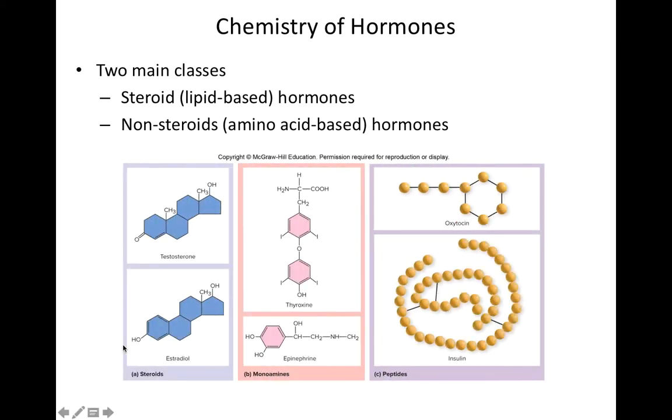So here we see steroid. Remember that all steroids have this four-ring structure. So you can see here there are some pretty minor differences between testosterone and estrogen, and yet pretty major effects that are pretty different. Monoamines are made from a single amino acid. They retain the amino group, so right here and there. And then peptides are going to be multiple amino acids strung together.